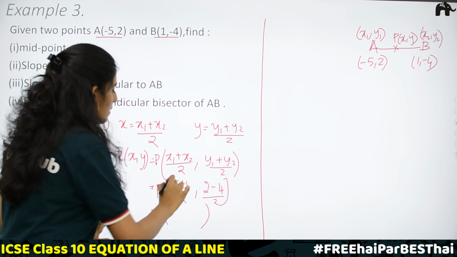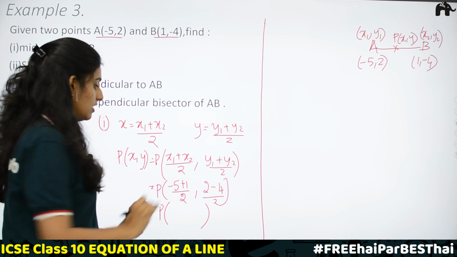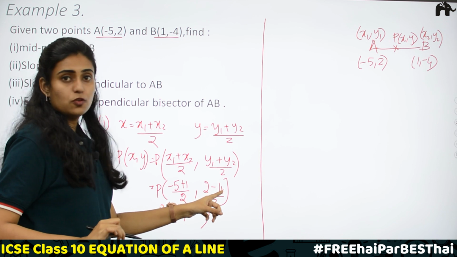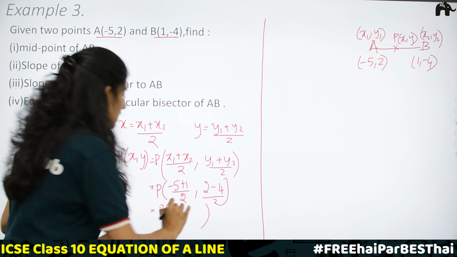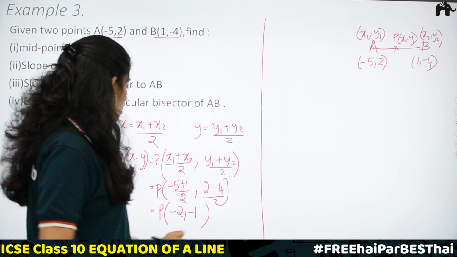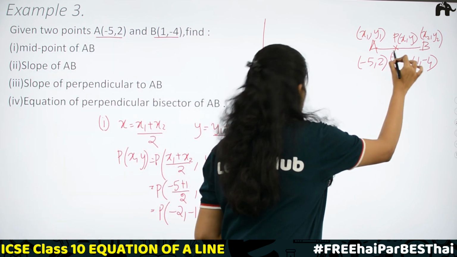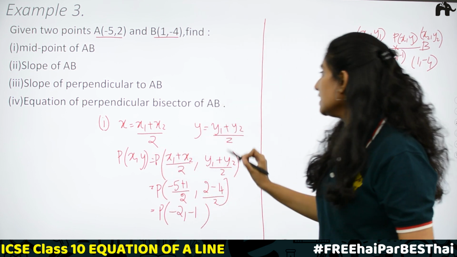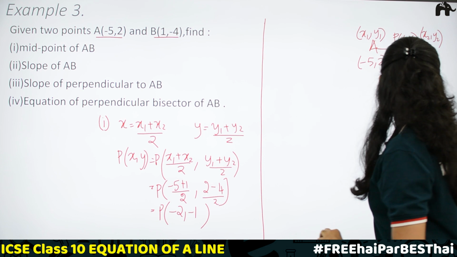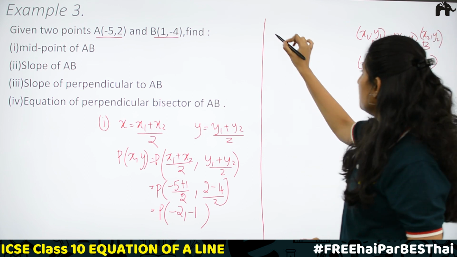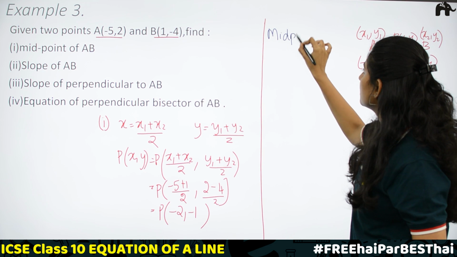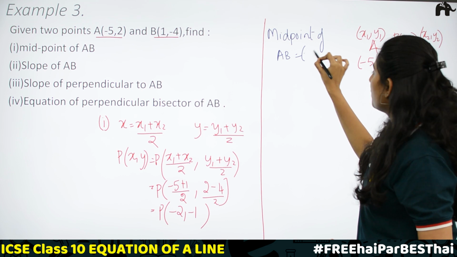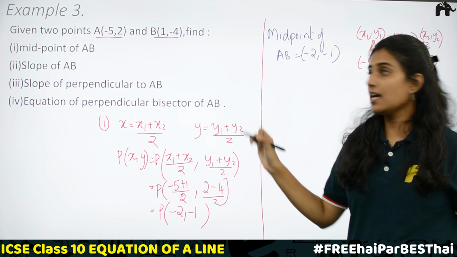The coordinates are minus 5 plus 1, that is minus 4 divided by 2, which is minus 2. And 2 minus 4 is minus 2, minus 2 by 2 is minus 1. So we got the coordinates of point P. The coordinates of point P are minus 2, minus 1. That is the midpoint of AB. The midpoint of AB has coordinates minus 2, minus 1. So this is our first question.